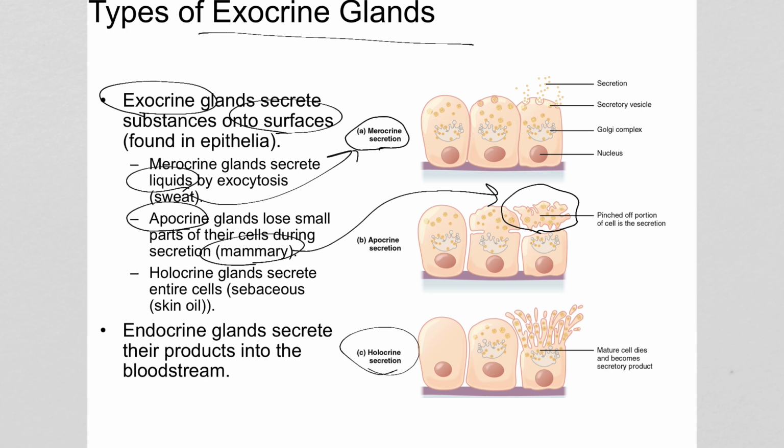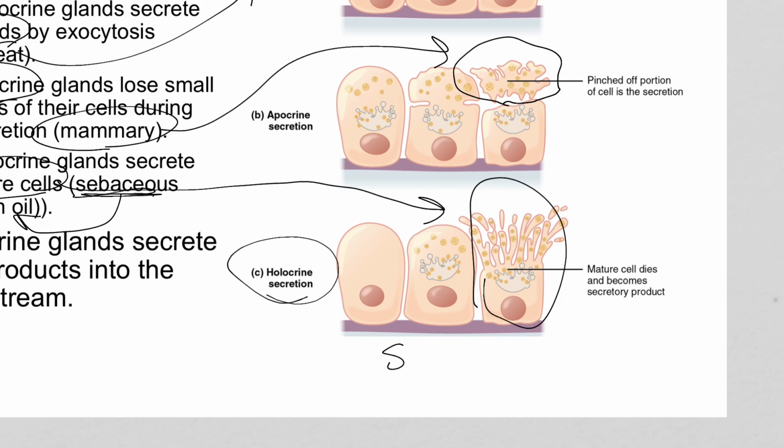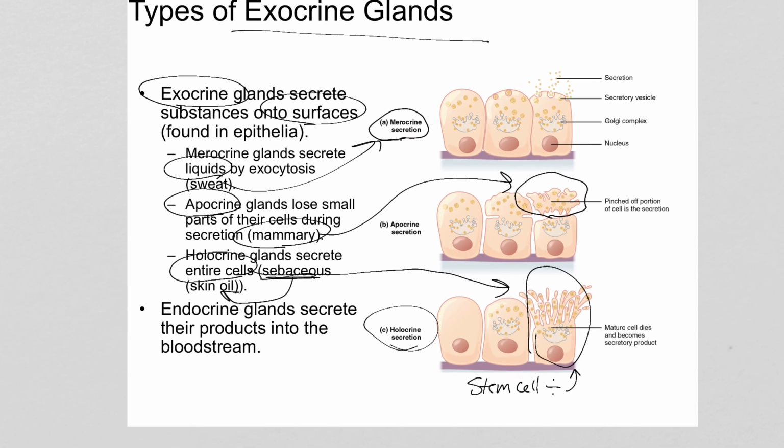Holocrine glands, holo, think whole. The whole cell ruptures and dies to become the secretion. So the entire cell is secreted, which gives you a lot of lipids. Sebaceous glands, which are the glands that secrete the oil in your skin, are an easy example of that. The consequence is those holocrine cells have to have stem cells underneath that are constantly dividing to replace the ones that die, because the whole cell dies and breaks off to become that secretion.